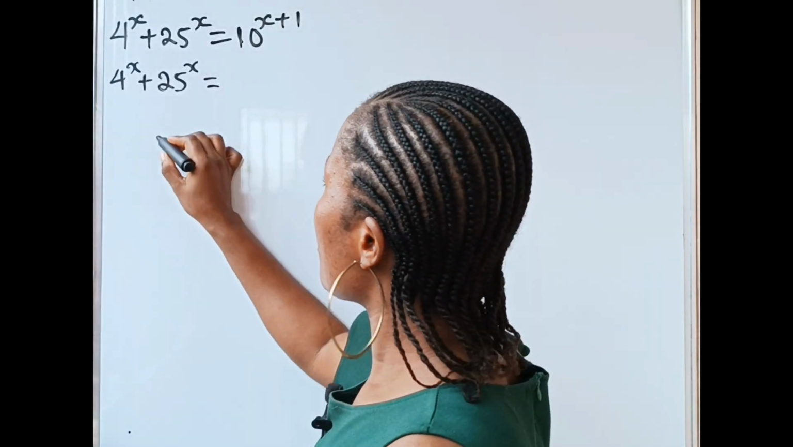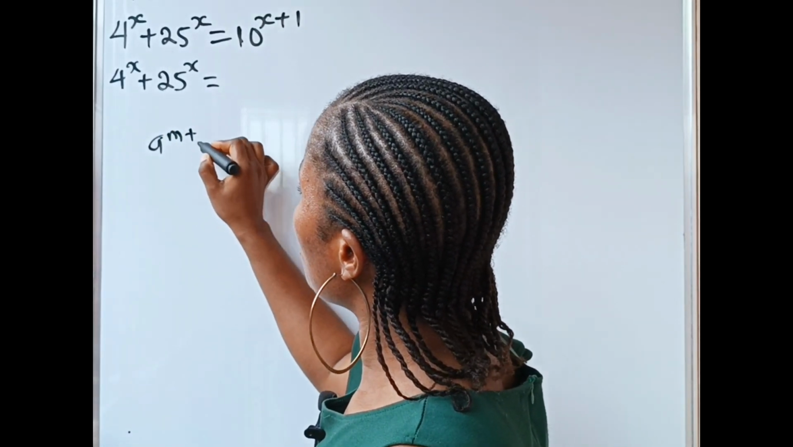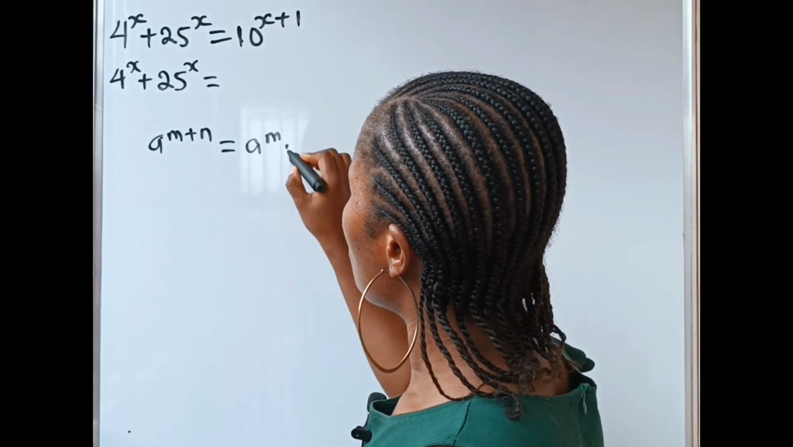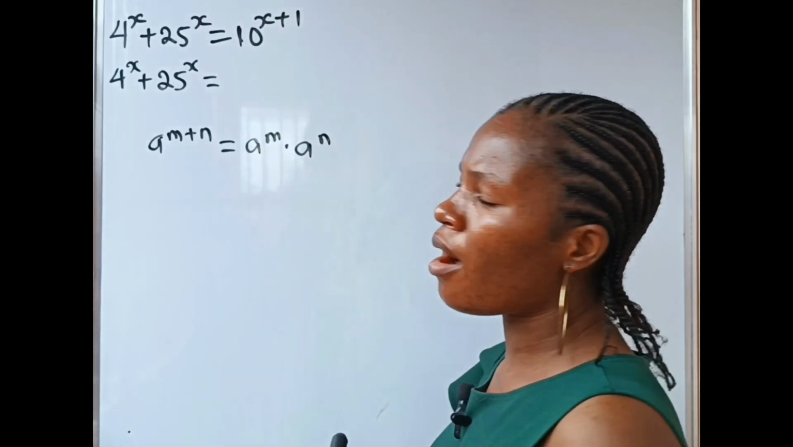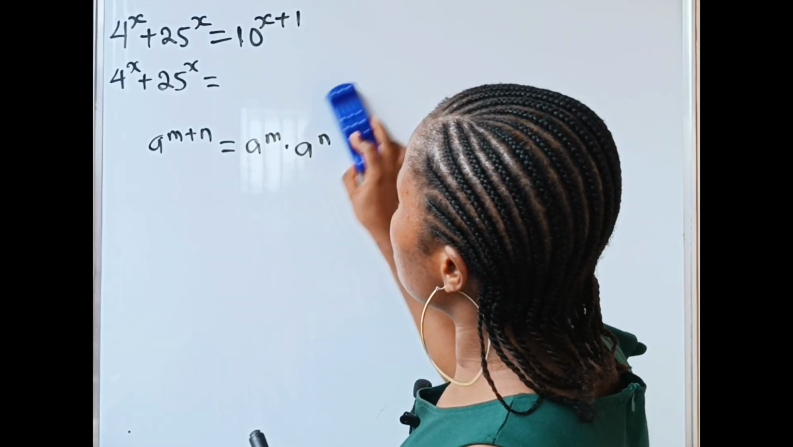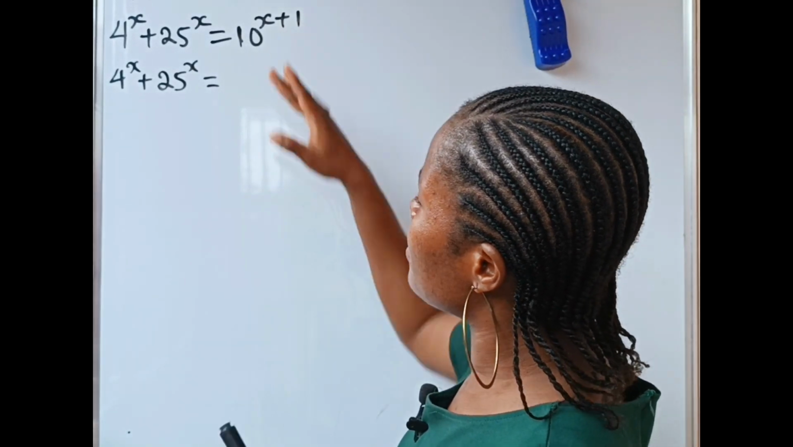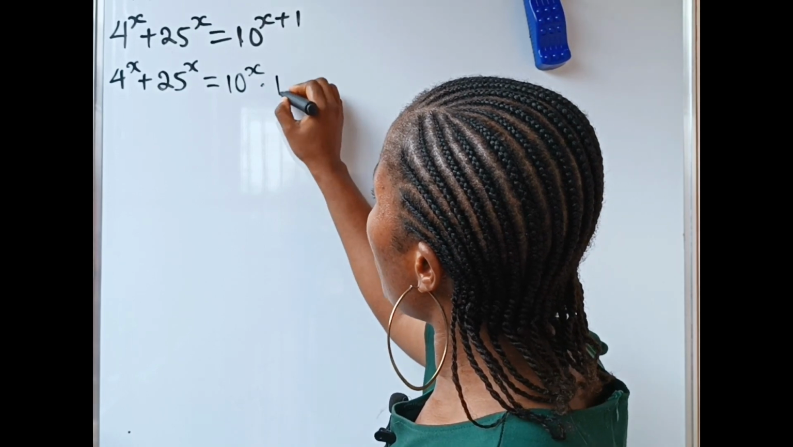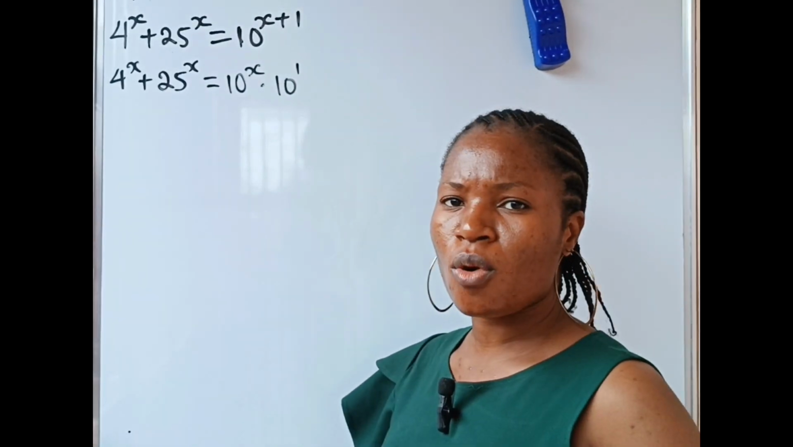When you have a to the power of m plus n, this is the same thing as a to the power of m multiplied by a to the power of n. All right, so we are going to express this in that form. So this is the same thing as 10 to the power of x multiplied by 10 to the power of 1.